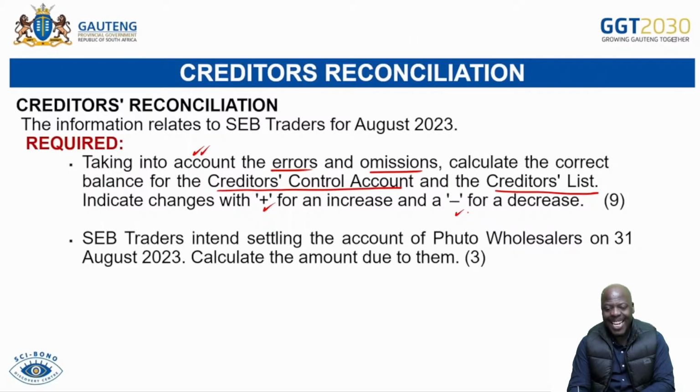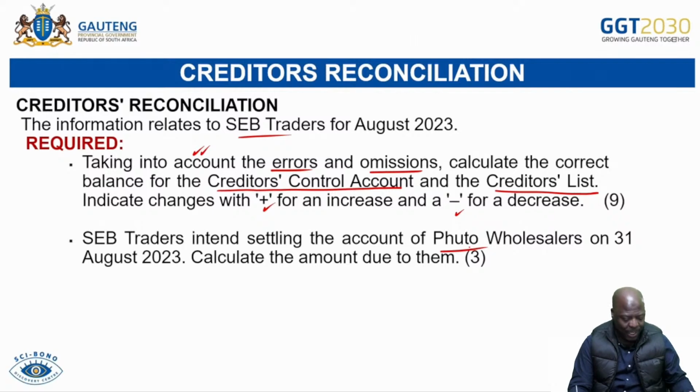SEB traders intend settling the account of Puto wholesalers on 31 August. All right. So we are SEB traders and we buy from Puto wholesalers, and we would want to reconcile our books. All right. And then we are supposed to calculate the amount due to them. Okay. So let's go on to more information.